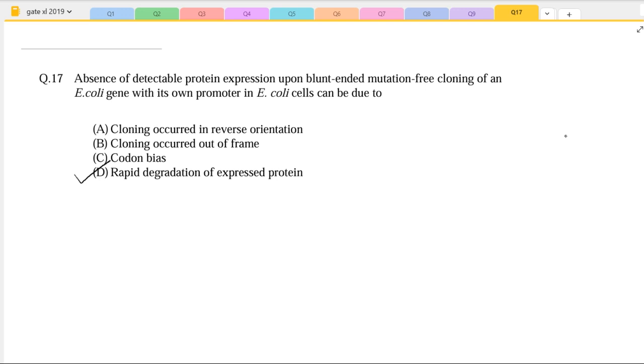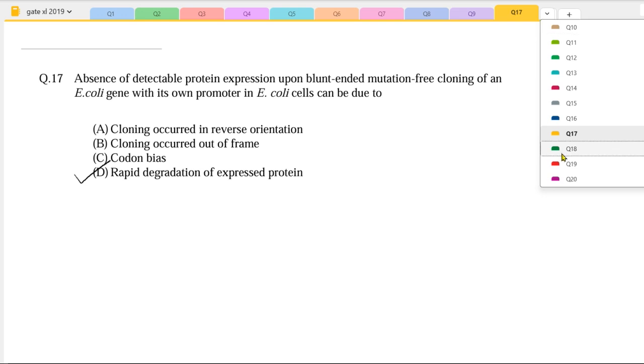And here the correct answer is rapid degradation of the expressed protein, because it's an E. coli protein which is mutation free and is expressed in E. coli itself with its own promoter. So this is rightly the reason for the question. Anyways, moving on to the next question.